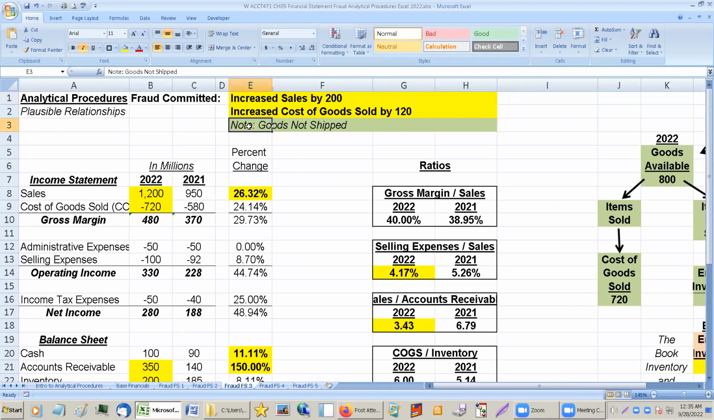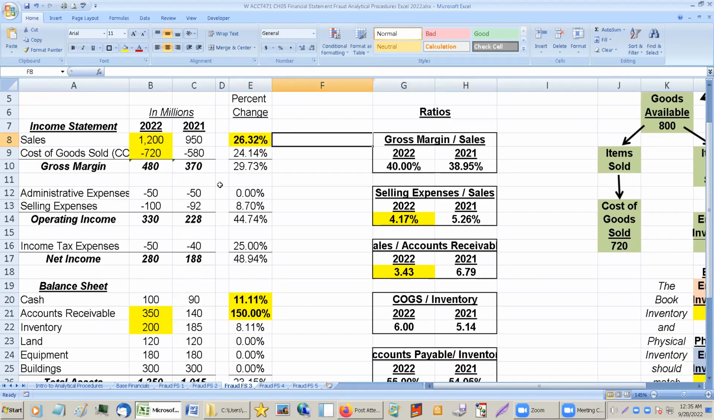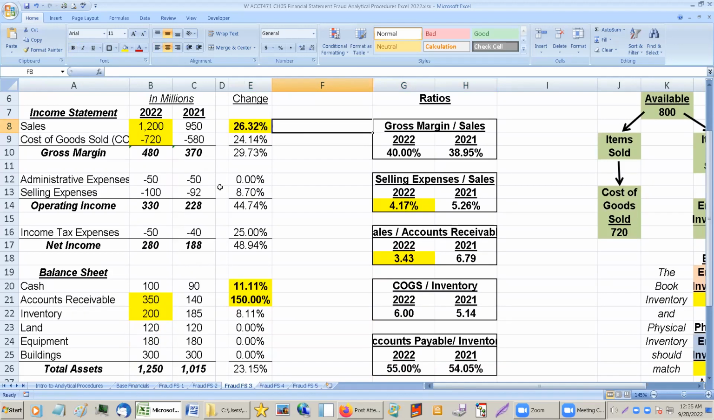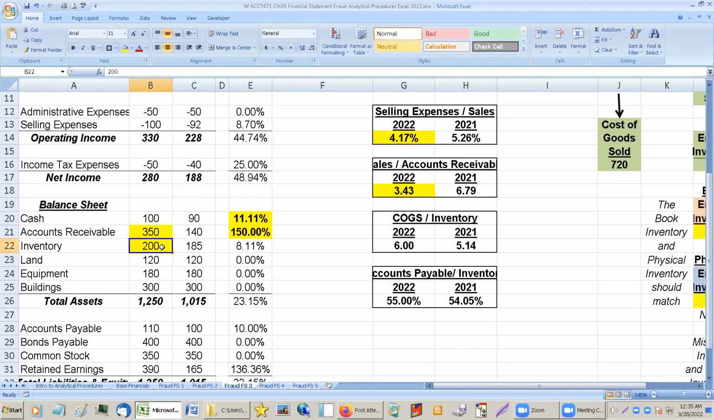Okay, this one is similar, but the goods are not shipped. So they do the journal entry as if they were shipped, but they don't ship them. They keep them in stock. They might run them out the front door, bring them back in the back door, whatever. Okay, so how would this look? Well, it looked very similar. The inventory stuff wouldn't be so whacked out. This doesn't look too bad. This is about the same.